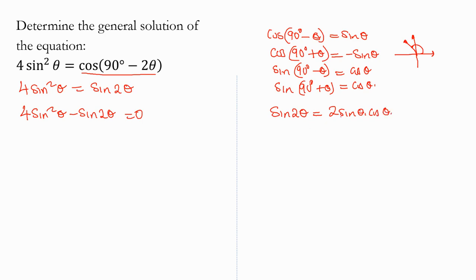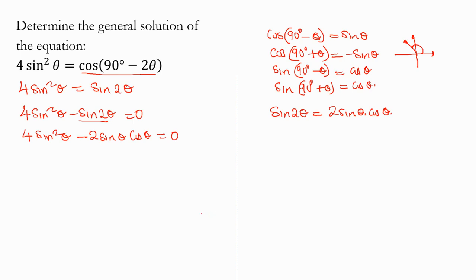You can also remember the cos 2 theta ones. For cos 2 theta, we have cos squared theta minus sine squared theta, and then we have 2 cos squared theta minus 1, and then also 1 minus 2 sine squared theta. But anyway, these things we find in the formula sheet. Now we replace this with 2 sine theta cos theta, so it's going to be 4 sine squared theta minus 2 sine theta cos theta is equal to 0.